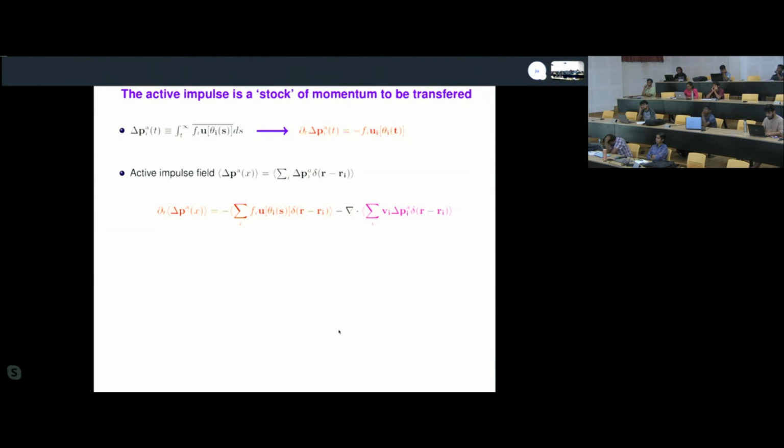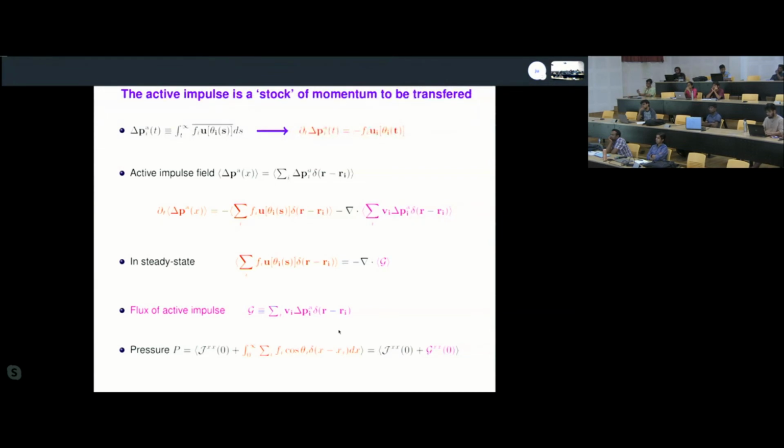Again, if I go in steady state, dt of delta pi A will be 0. And what I get is that the local density of active force is minus the divergence of the flux of active impulse. And this gives me an effective conservation law. If I go back to the pressure, it was the flux of momentum in the bulk of the system plus the integral of the density of active force. But the density of active force is minus the divergence of the flux of active impulse.